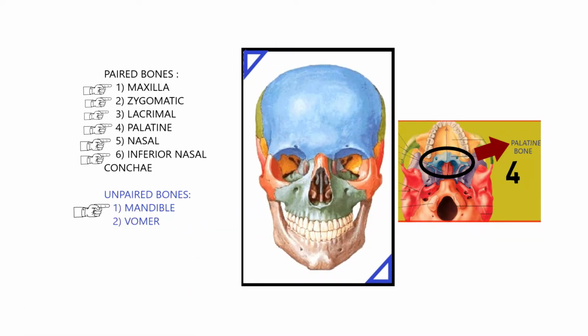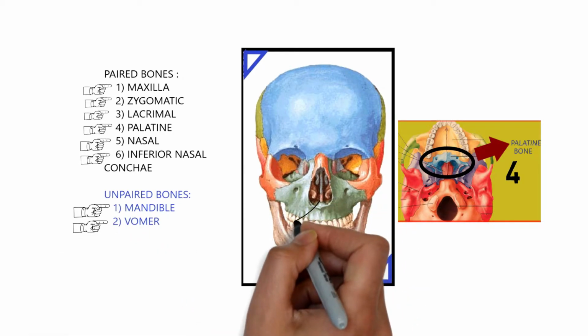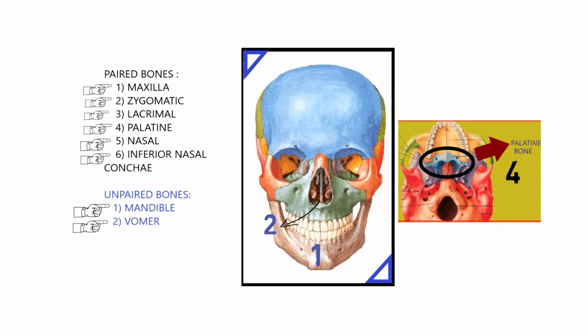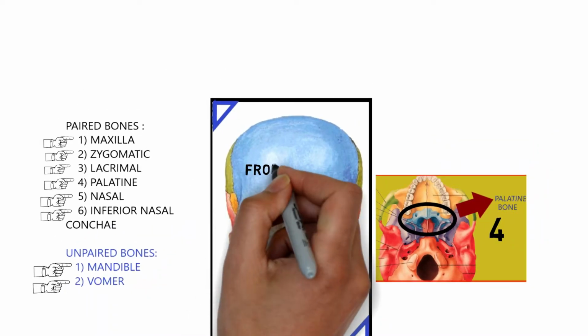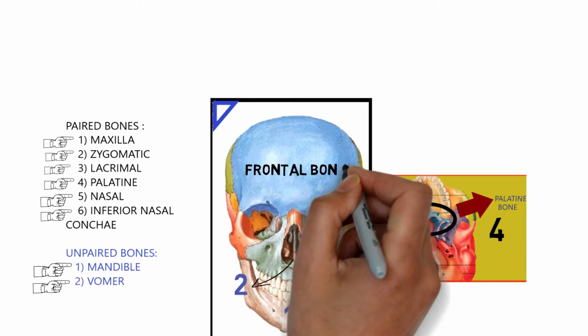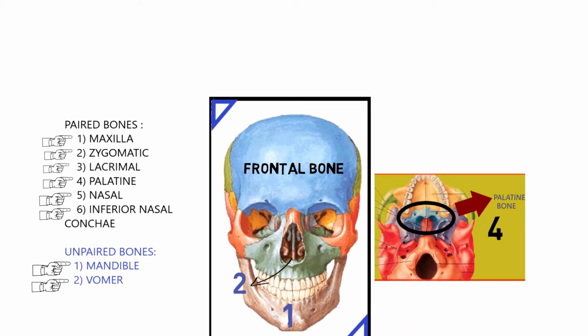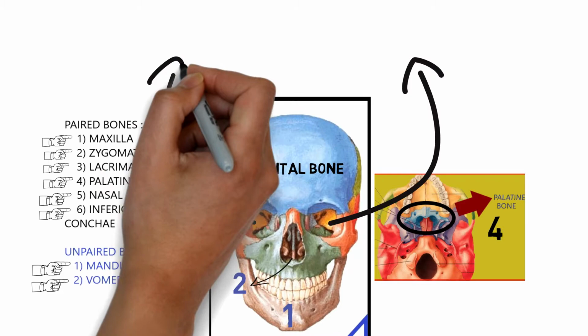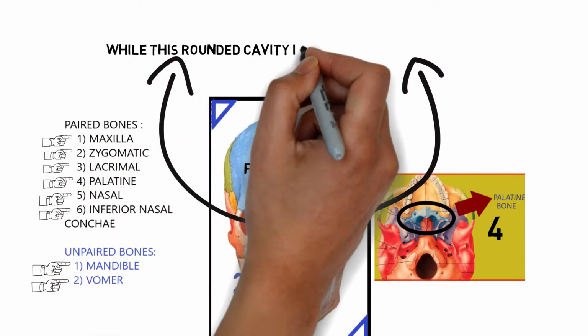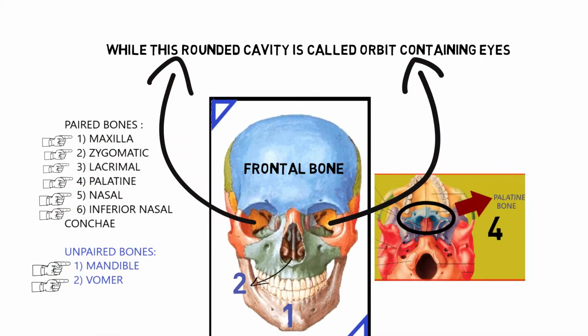Among unpaired bones, the first one is the mandible. The second unpaired bone is vomer, which is a single bone behind the nose. The broad blue colored bone is called frontal bone, which makes up the forehead of the face, while the rounded cavities in the diagram are called orbits, containing eyes.